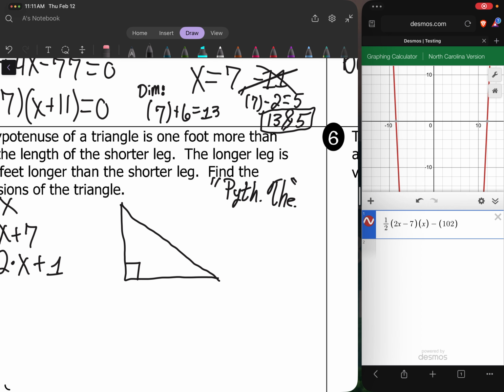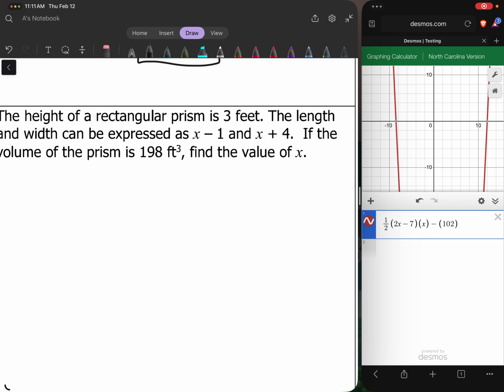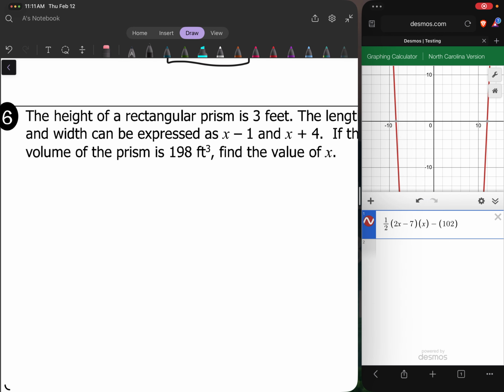I'm going to give you the clue, maybe. Short leg squared plus long leg squared equals hypotenuse squared. That is a theorem that you need to be using. Okay, try that. For this one, I'm going to let you set it up. I just want to point out for a rectangular prism, volume is equal to length times width times height. You should know that formula, but if not, there it is.